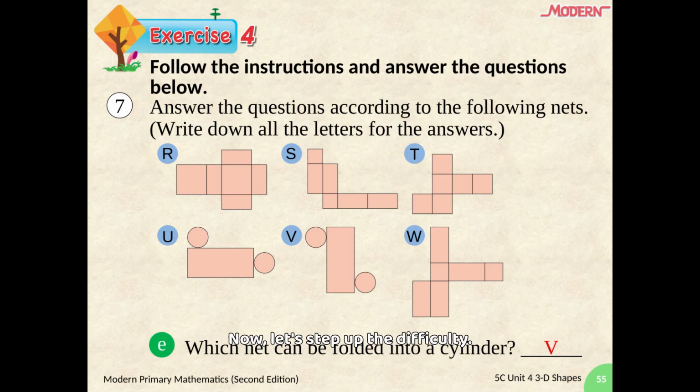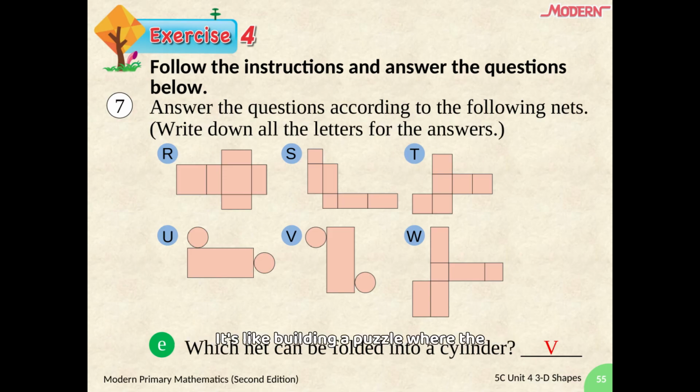Now, let's step up the difficulty. What about our friend the cuboid? Remember, cuboids have pairs of matching rectangles. So, when you make a net for a cuboid, you can't just use 6 identical squares. You need 6 rectangular cardboards that match in pairs.